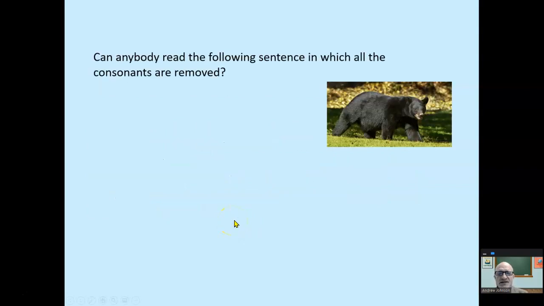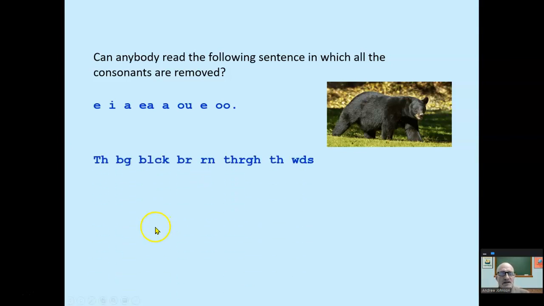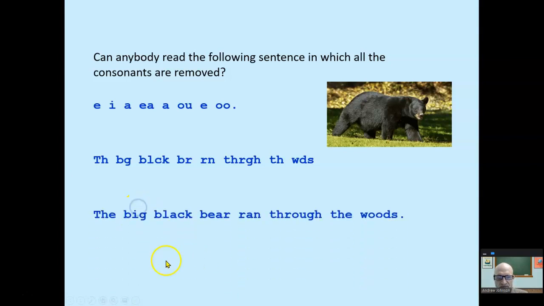Now, let's see if you can read the following sentence. All the consonants have been removed, and I'll even give you a hint here. This one is about a bear in the woods. Okay, see if you can read this sentence. Anybody? "The big black bear ran through the woods." Most people can get most of those words. How important are these vowels in the first place?